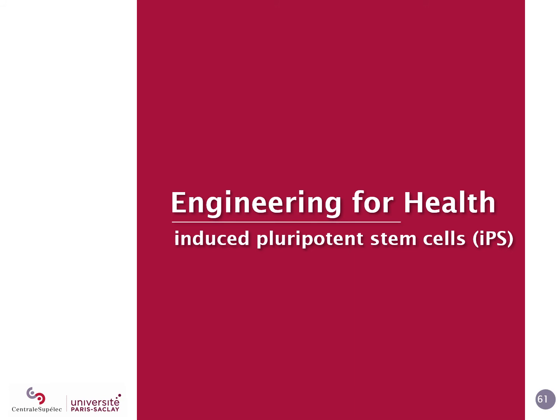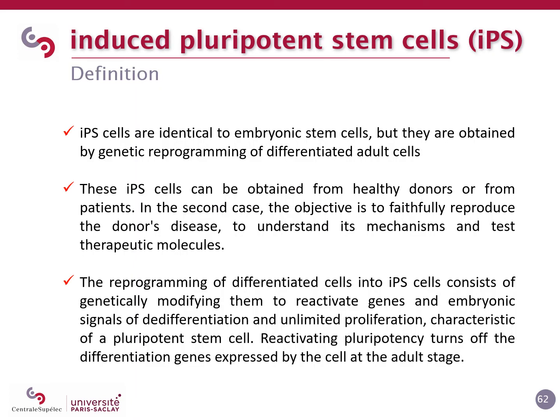Finally, induced pluripotent stem cells, known by the abbreviation iPS. iPS cells are identical to embryonic stem cells, but they are obtained by genetic reprogramming of differentiated adult cells. These iPS cells can be obtained from healthy donors or from patients. In the second case, the objective is to faithfully reproduce the donor's disease to understand its mechanism and test therapeutic molecules.